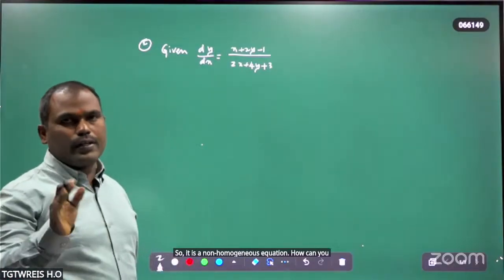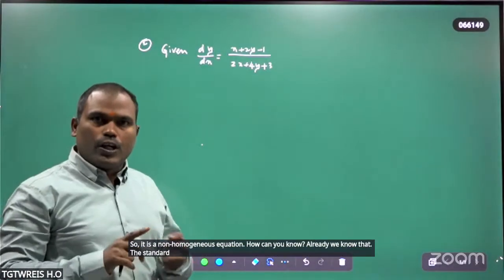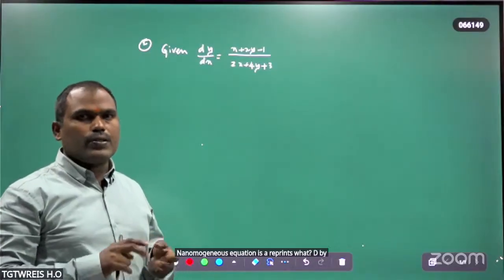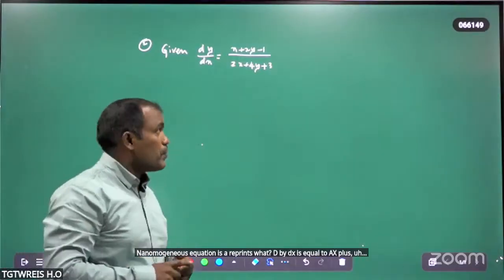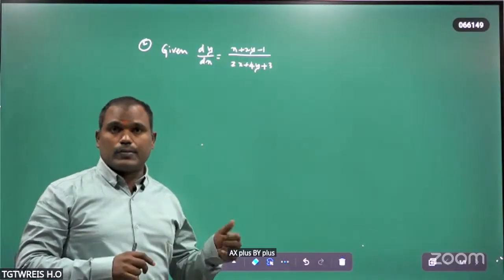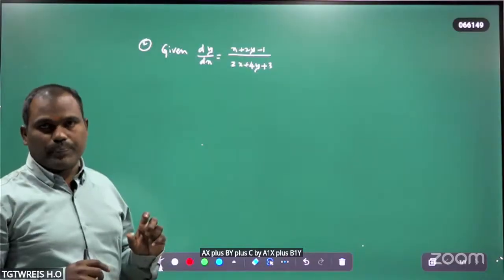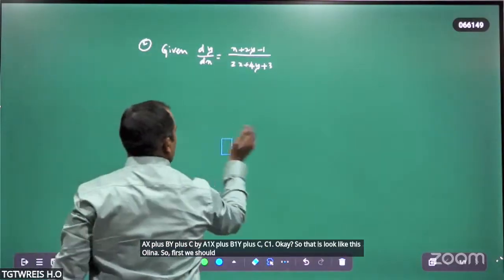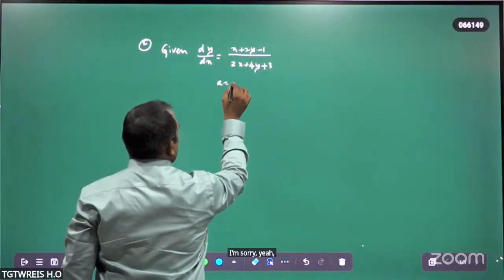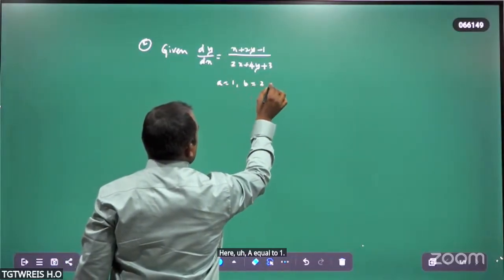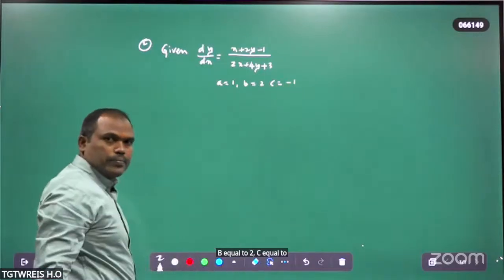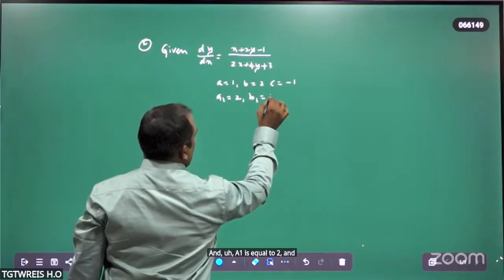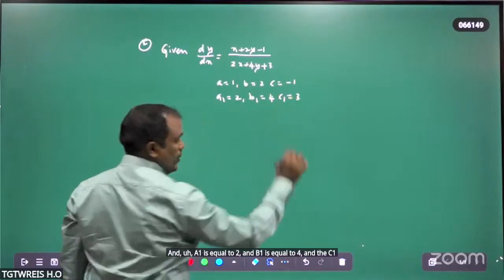How can you know? Already we know that the standard form of a non-homogeneous equation is dy by dx equal to (ax + by + c) by (a1x + b1y + c1). So first we should observe here a equal to 1, b equal to 2, c equal to minus 1, and a1 is equal to 2, b1 is equal to 4, and c1 is equal to 3.